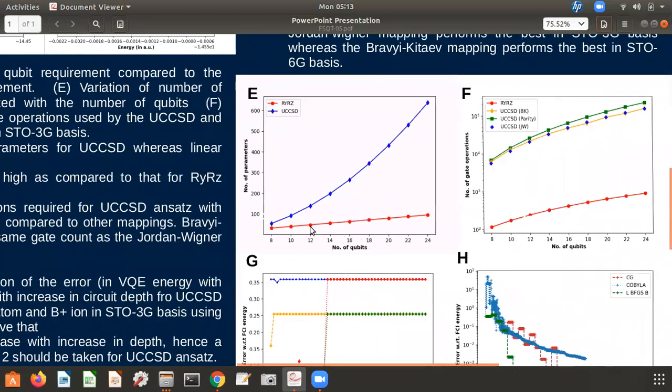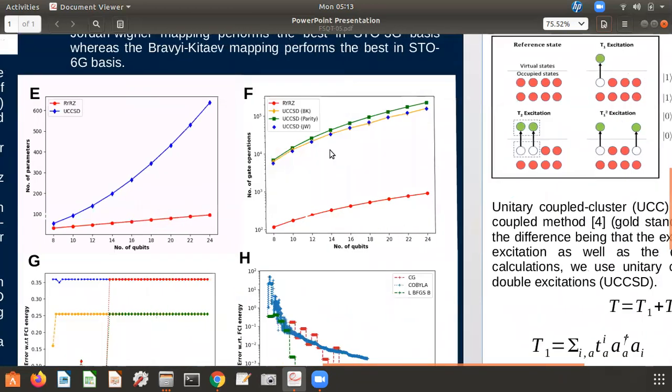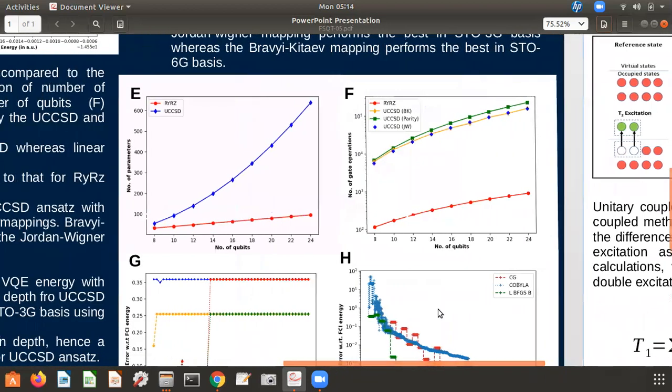You see the number of parameters varies linearly with the increased number of qubits for the RY-RZ ansatz, and it rises exponentially with the number of qubits for the UCCSD ansatz. Similar is the trend for gate operations. This is RY-RZ, the red curve, and these are the UCCSD curves, and you see the parity mapping is the most expensive among all the mappings we consider.